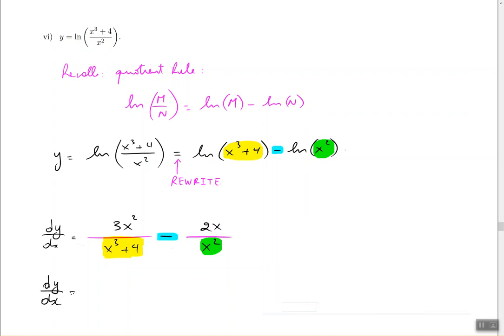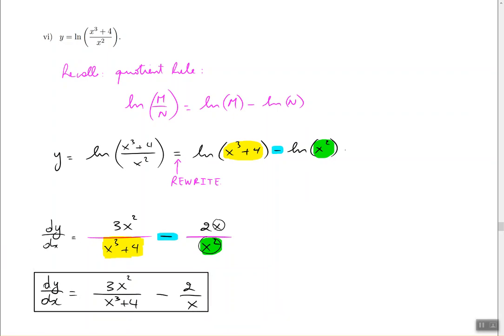And this is pretty much the answer, except I'm going to try to reduce it a little bit and make it look prettier. The first fraction, I can't really touch it. I can't mess with it. So it's just 3x squared divided by x cubed plus 4. And the second fraction, there's an x on top, there's an x squared on the bottom. We can cancel them out, and when we do, we get 2 divided by x. And that would be a perfectly acceptable way of leaving the answer here.